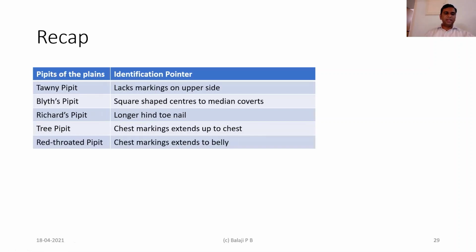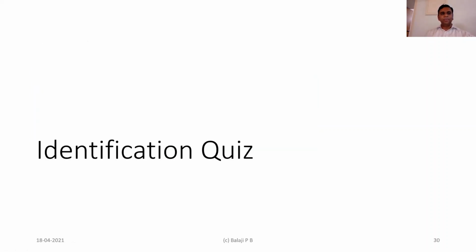So as a recap for the pipits of the plains: Tawny pipit lacks markings on the upper side. Blythe's pipit has square-shaped centers to the median coverts. The Richard's pipit has a longer hind-toe nail. Tree pipit, the chest markings extend only up to the chest. Red-throated pipit, chest markings extend to the belly.